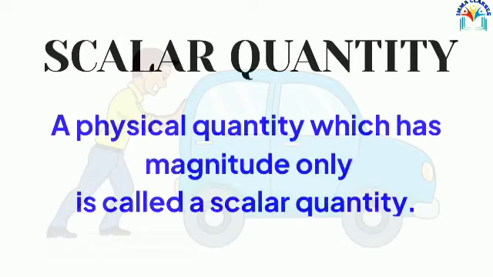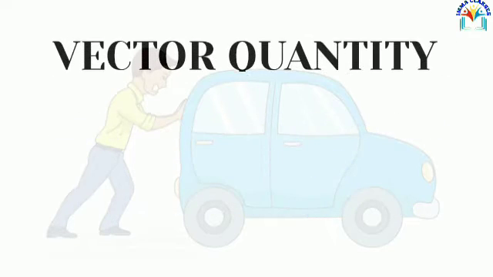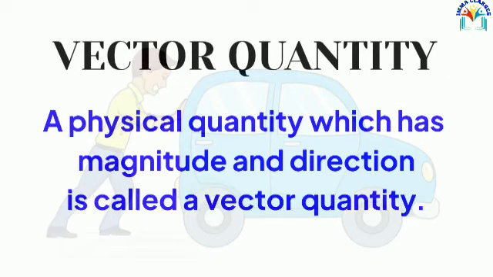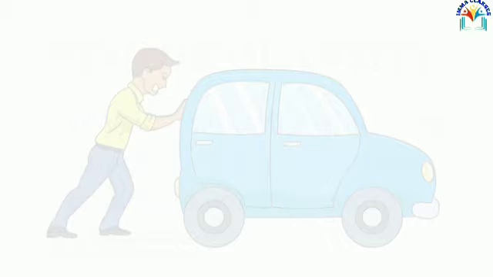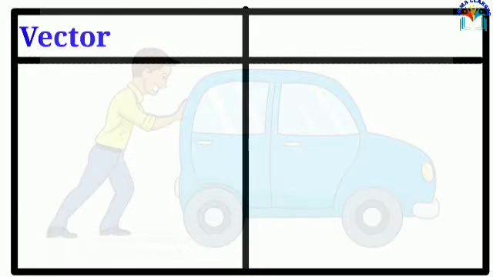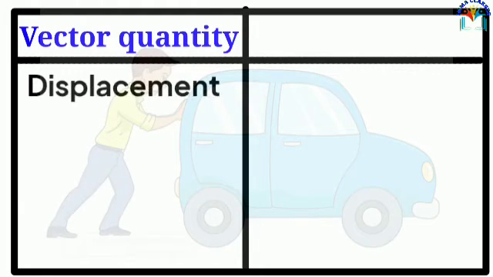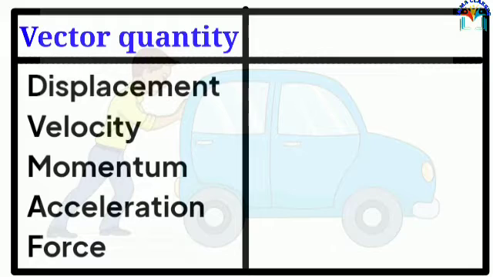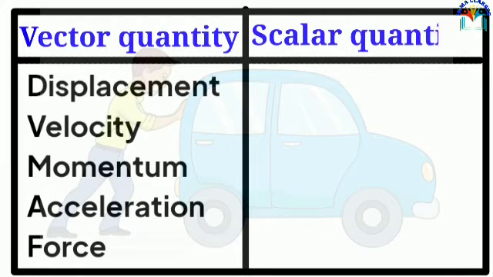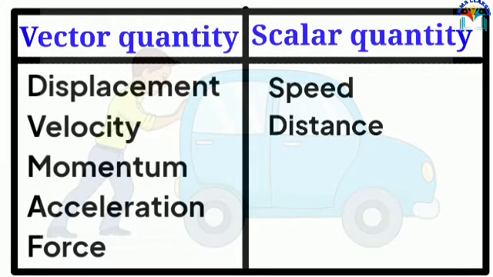Scalar quantity. A physical quantity which has magnitude only is called a scalar quantity. Vector quantity. A physical quantity which has magnitude and direction is called a vector quantity. Vector quantities: displacement, velocity, momentum, acceleration, force. Scalar quantities: speed, distance.